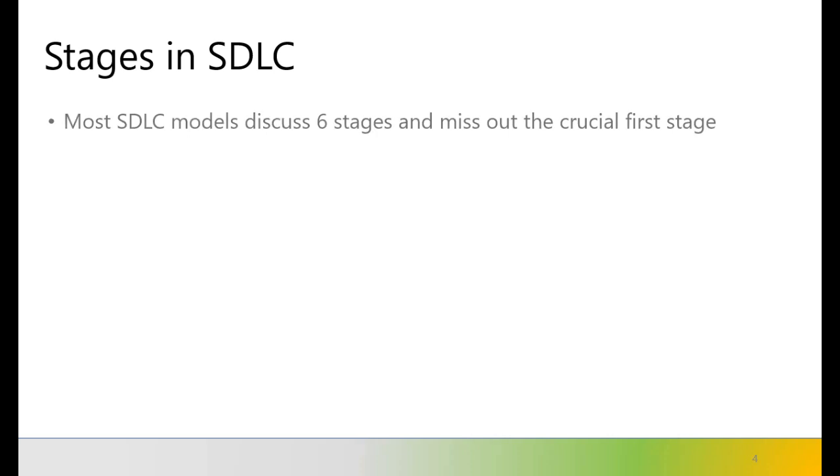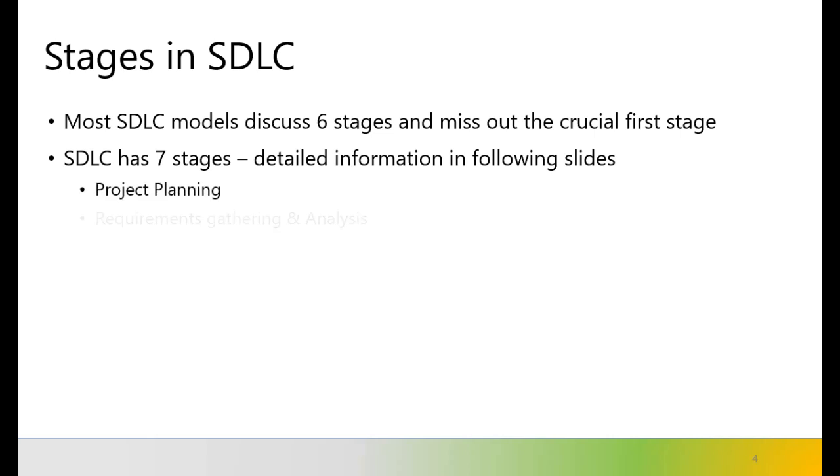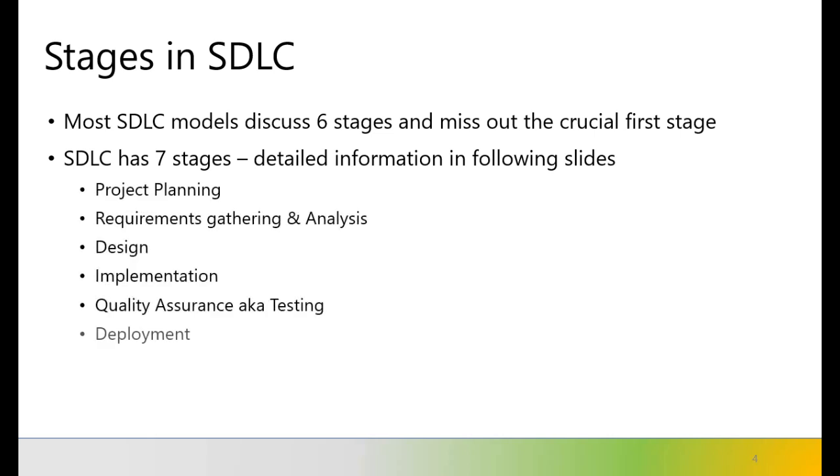In most of the learning material you look at outside, you'll see 6 stages being talked about. I'm adding one more, based on my own experience from many years now, and I'm talking about 7 stages in SDLC. The first one would be project planning, then requirements analysis and gathering, and then your design, your implementation, quality assurance, deployment, and maintenance. Now let's go through each of those phases and talk about what the inputs to a phase are and what the outputs from it are.